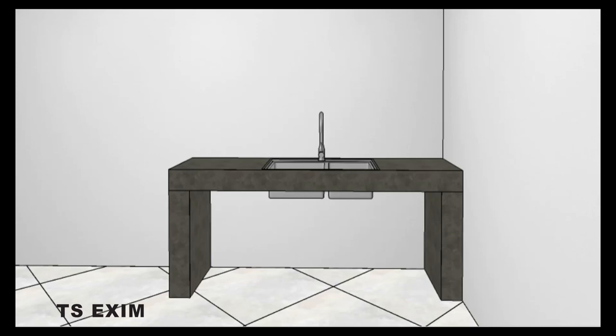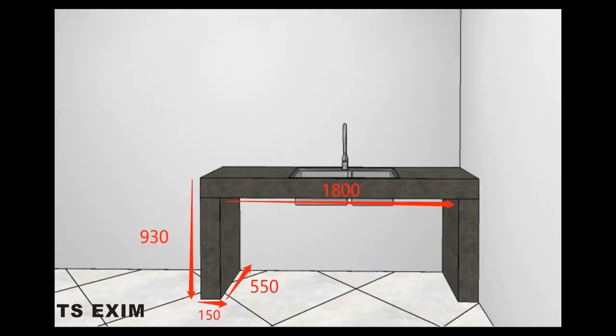Hi, this video is about how to make concrete top. Let's say the inner length is 1008, height 930, depth 550 and thickness 150.